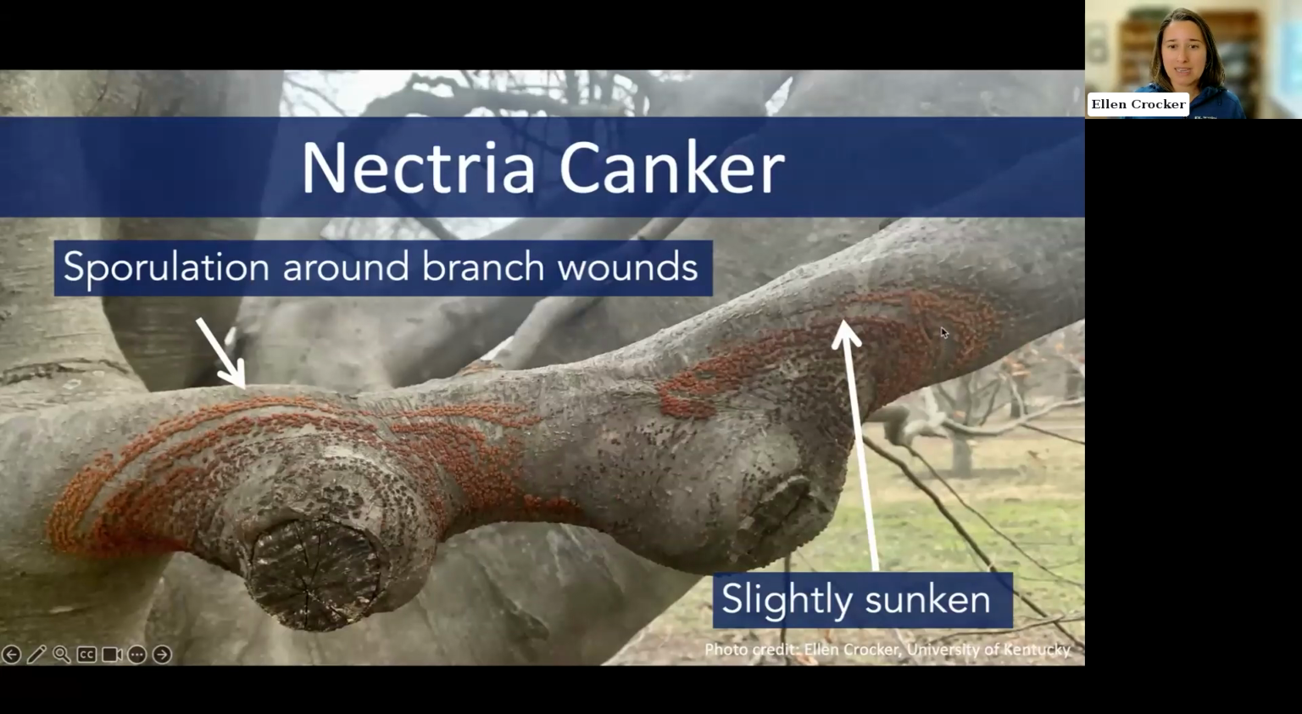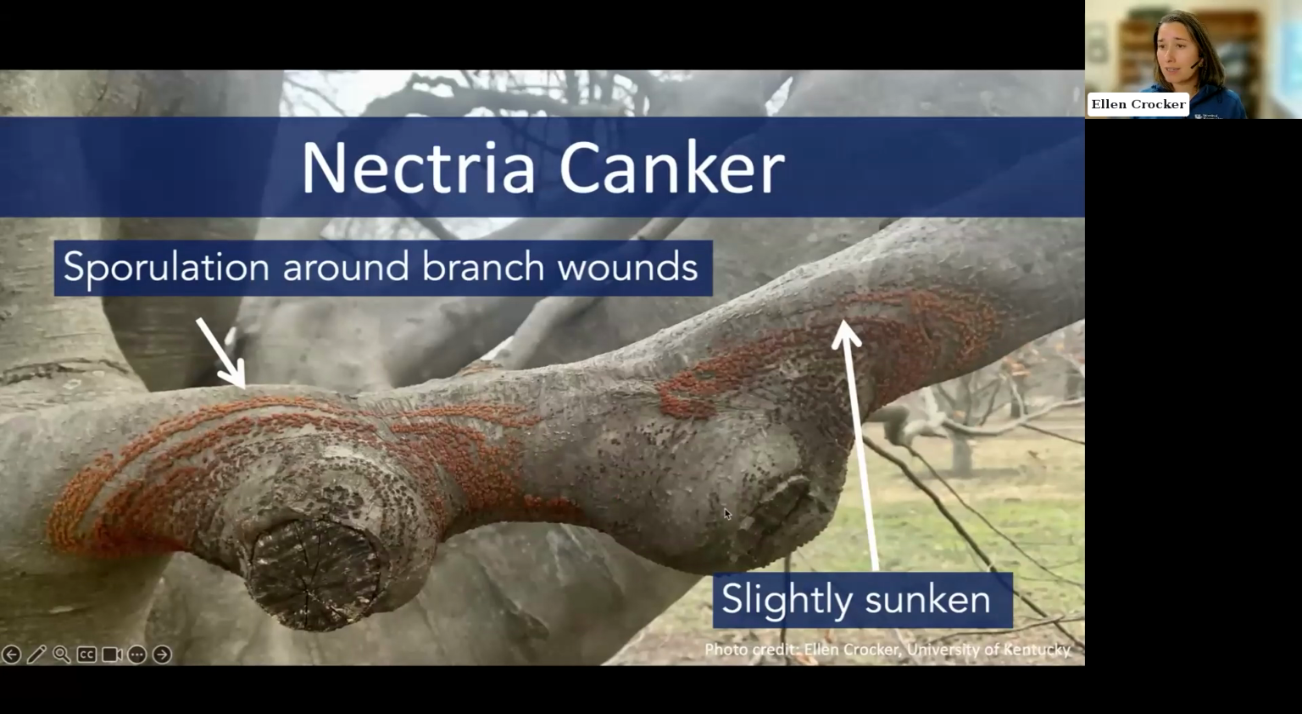You can see similar sunken cankers, this similar orange sporulation, and in this case, it's around these branch wounds. Do you see where there used to be branches here and they were pruned out, and you've got these kind of stubby leftover parts that haven't quite sealed off right?